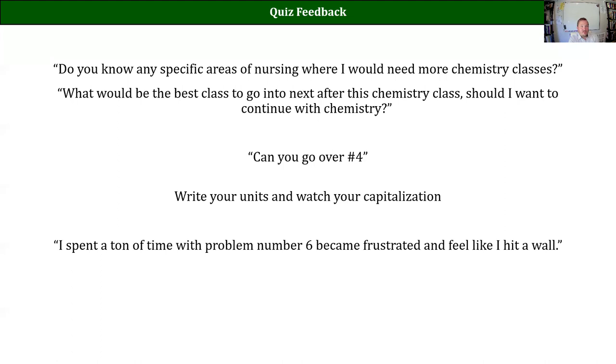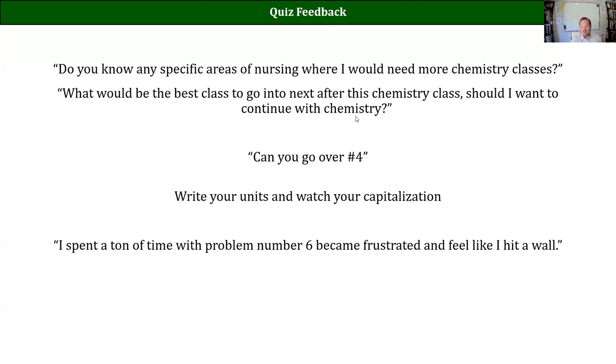It's a 5-unit class, but it's a much more conceptual, less math-driven 5 units than this class. And Carl Franz is teaching it next year, and he's great and has a very similar teaching style to me as well. So if you've done well in this class and you want to take more chemistry, I recommend that one.